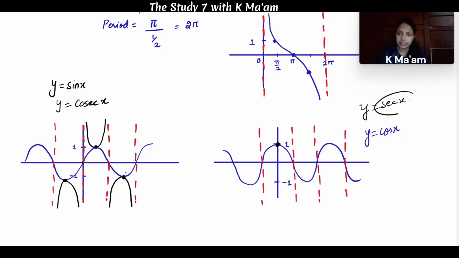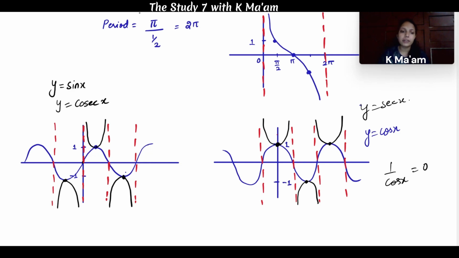Is it possible secant x is 0? Secant x is 0 means 1 over cos x is 0. And cos x is always finite. 1 over finite never gives you 0. So it is not going to cut this. It also goes up. At pi it is negative 1. It also goes down. At 2 pi it is 1. It goes up. So the black colored graph is for secant x. Blue is just for reference.